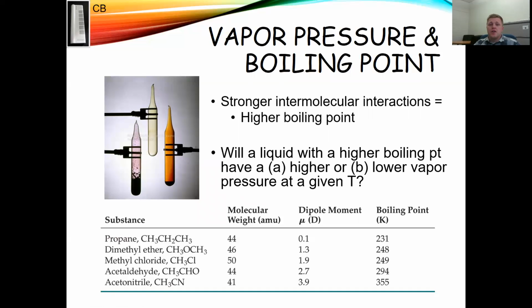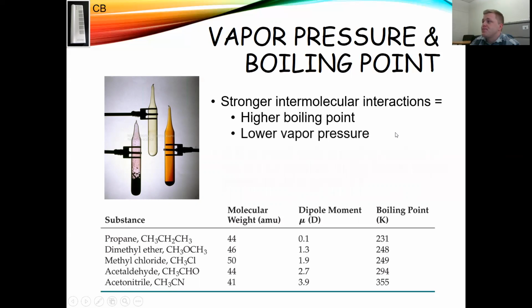These two things are the same thing happening. We have molecules sticking together. If they stick together, they're not going to turn into a gas nearly as well, so you're going to have a lower vapor pressure. And since they're sticking together better, it's also going to be harder to boil them. So higher boiling point, lower vapor pressure.